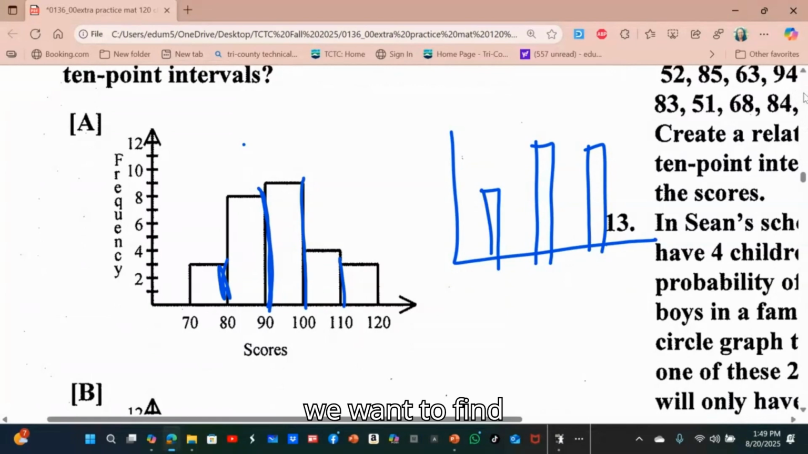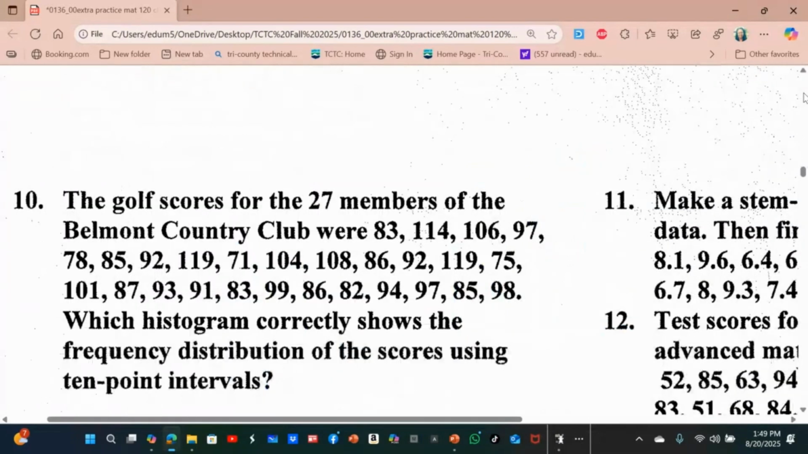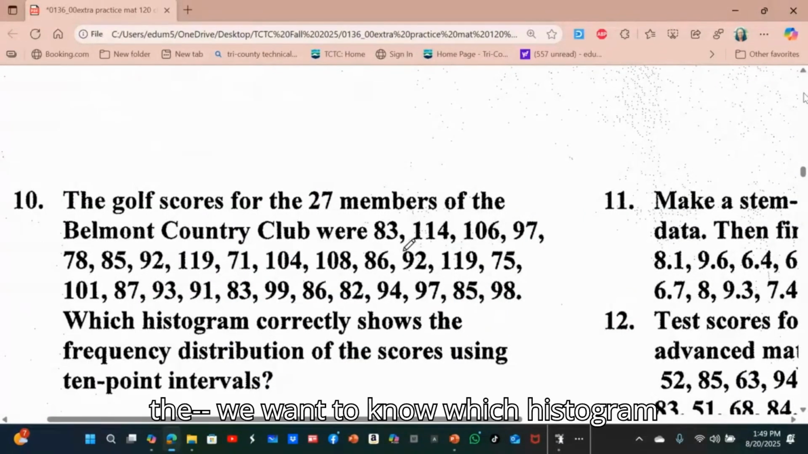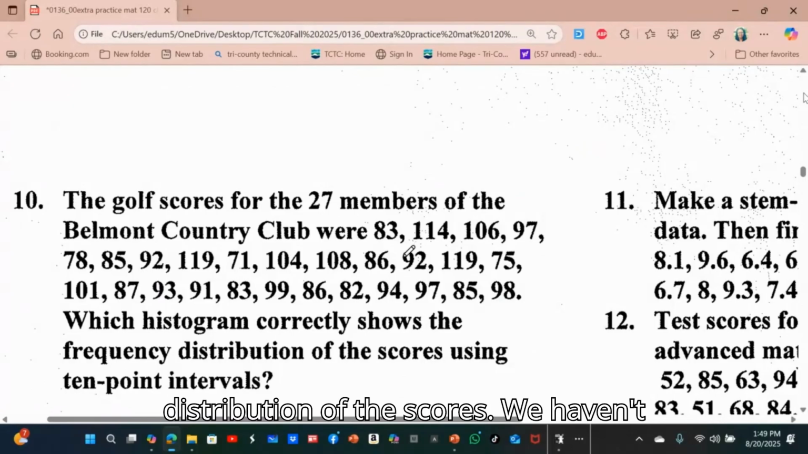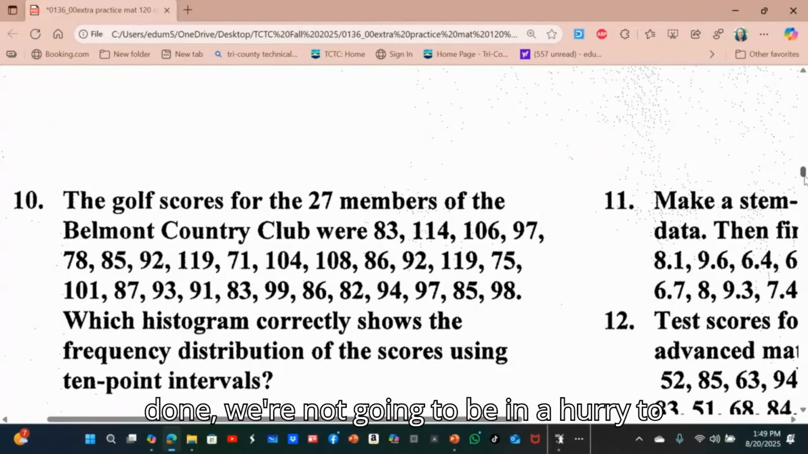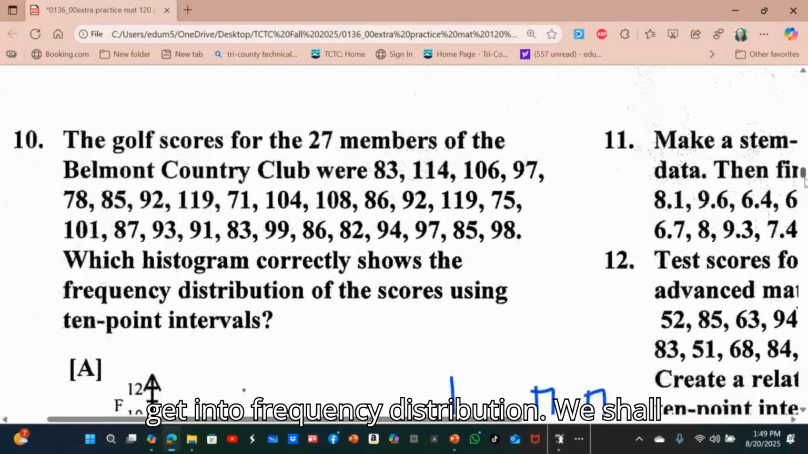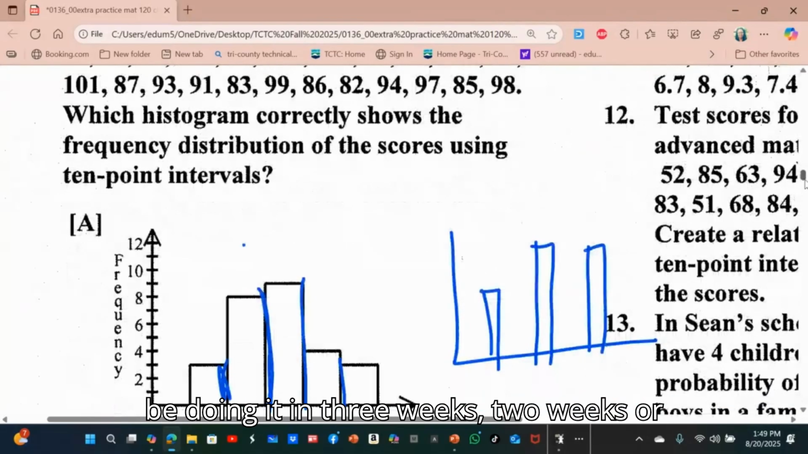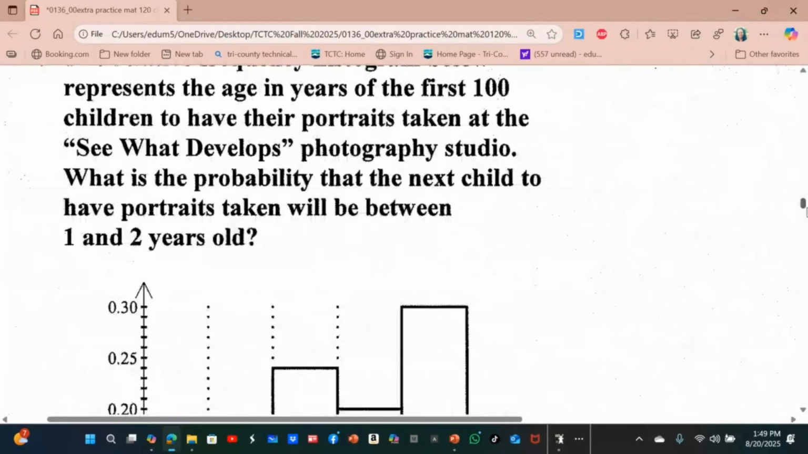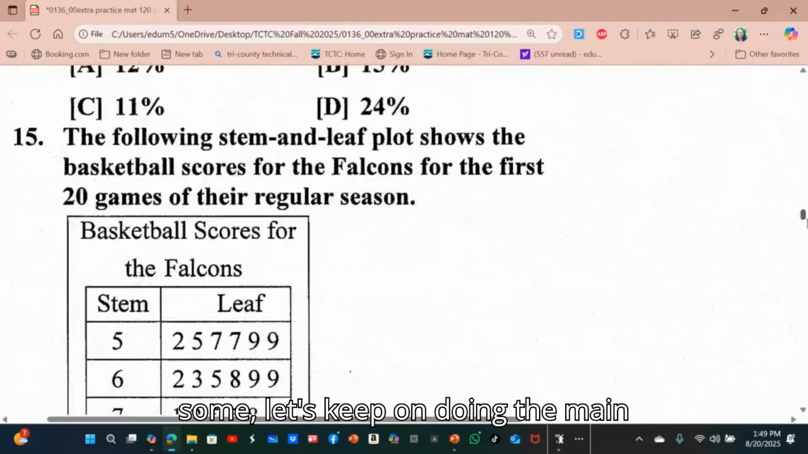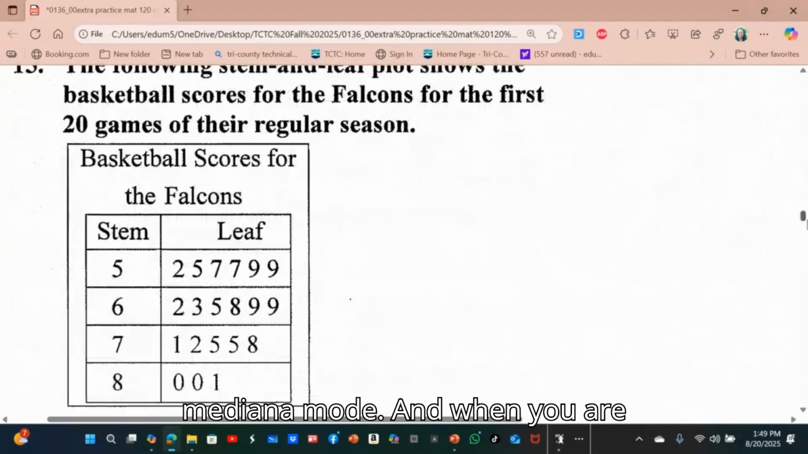We want to know which histogram correctly shows the frequency distribution of the scores. We're not going to be in a hurry to get into frequency distribution. We shall be doing it in two or three weeks. But for now, let's keep on doing the mean, median, and mode.